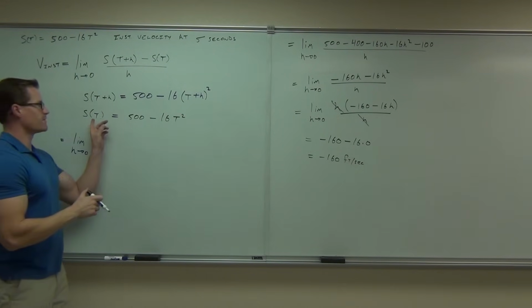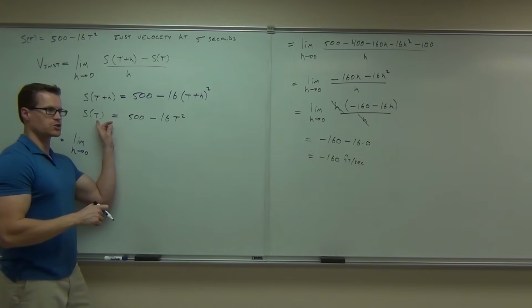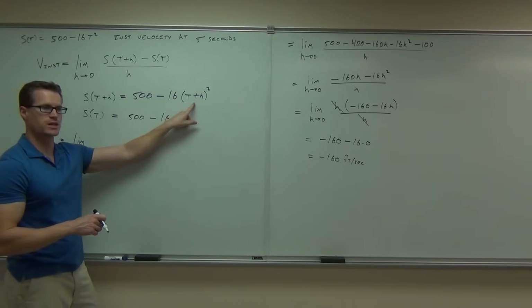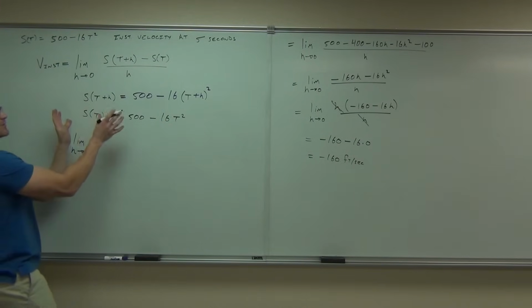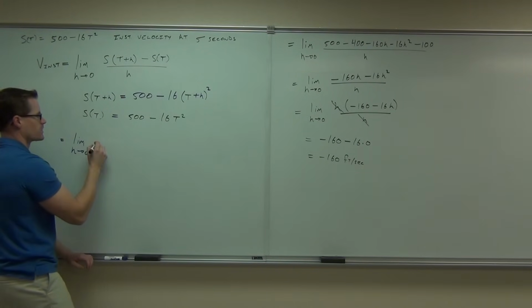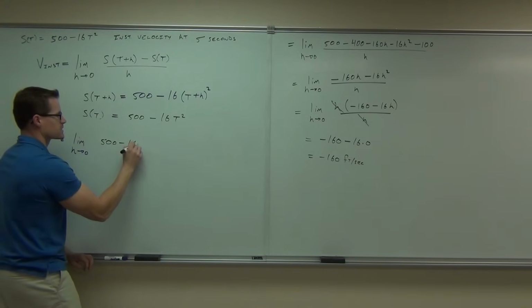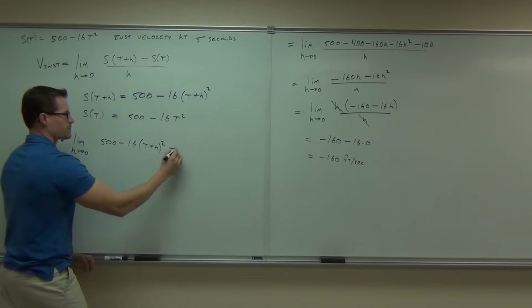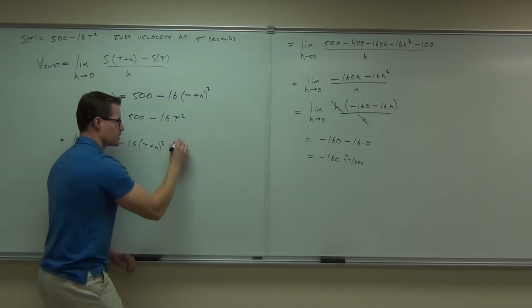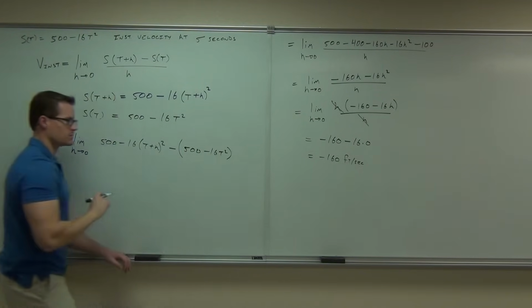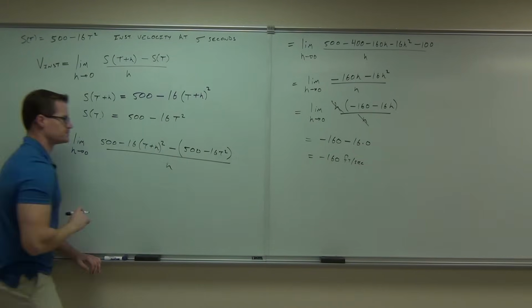Notice what's changed? We don't have an actual number to plug in, right? S of t, we just write down S of t. You okay with that? S of t plus h, well sure, we have t plus h over here. If you substitute in these expressions for the function notation up here, we have 500 minus 16 times t plus h squared. That's this. Minus, I need to put parentheses around this because I'm subtracting this entire expression, 500 minus 16 t squared. Got to do that. All over h.